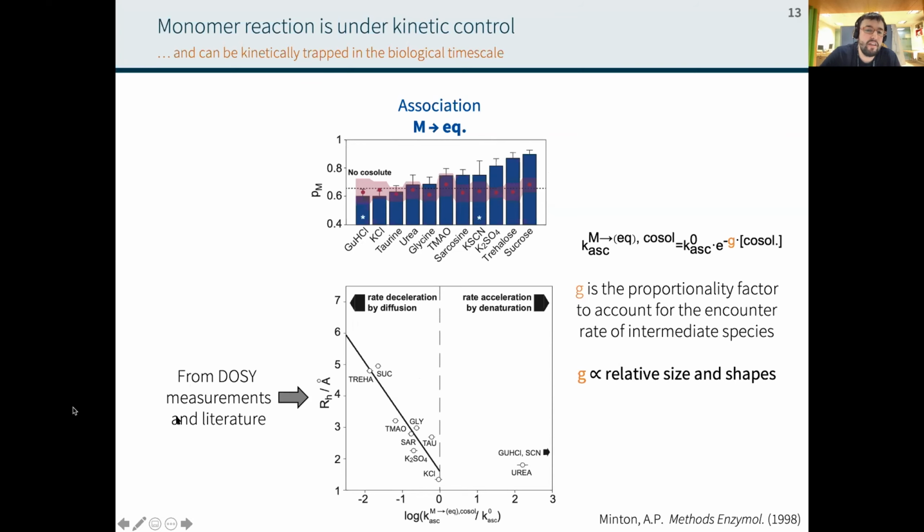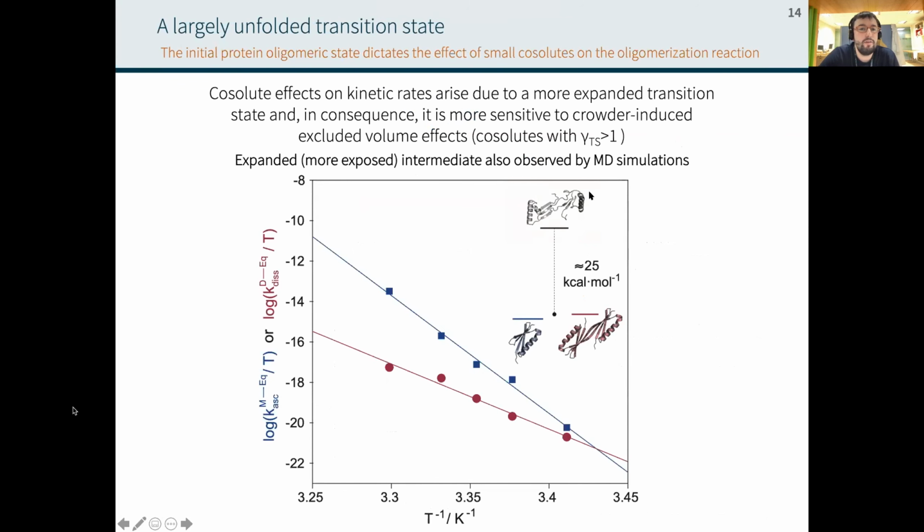So we measured the hydrodynamic radius for the different cosolutes, either from those experiments or checking the literature numbers. And we see a nice linear correlation between the association rate and the hydrodynamic radius of those cosolutes, except for the denaturant ones, the guanidinium chloride, thiocyanate, or urea. So basically, in the association of monomer in the presence of cosolutes, we have an exponential dependence on the cosolute concentration, and it depends on this proportionality factor that accounts for how fast the two intermediates encounter. And this proportionality factor is proportional to the relative size of the cosolutes and the protein, and also the shapes.